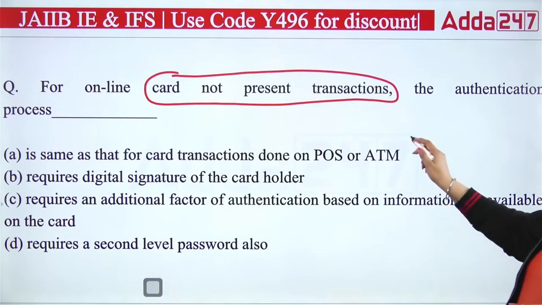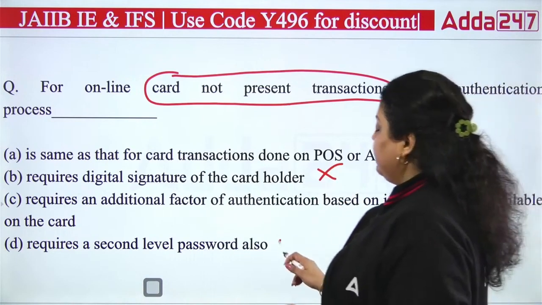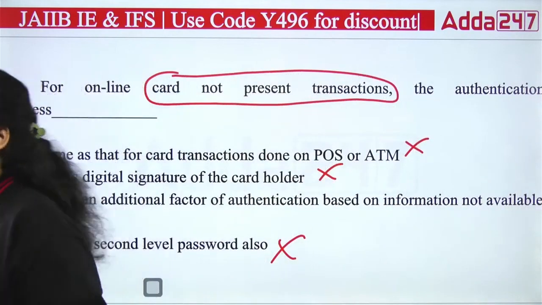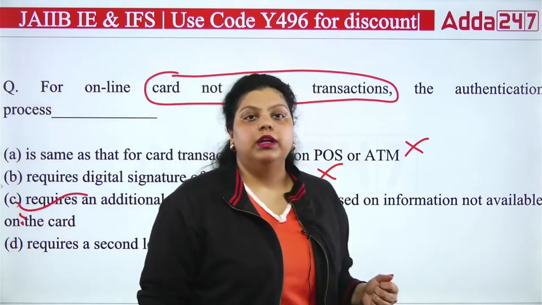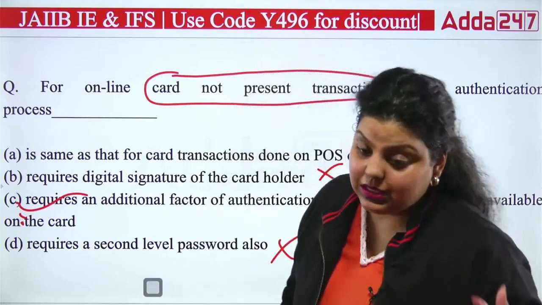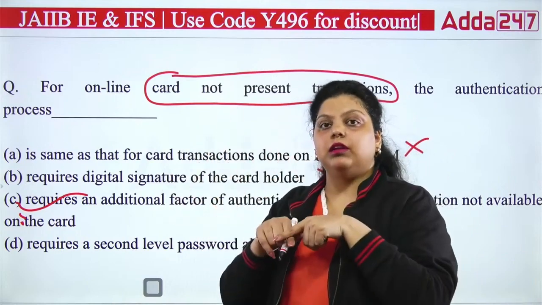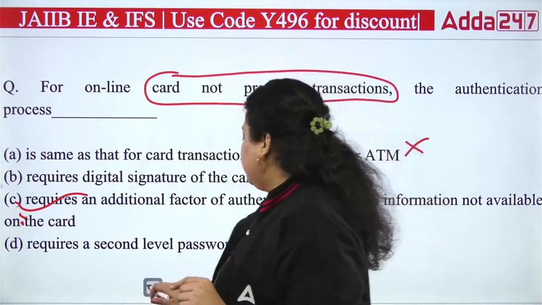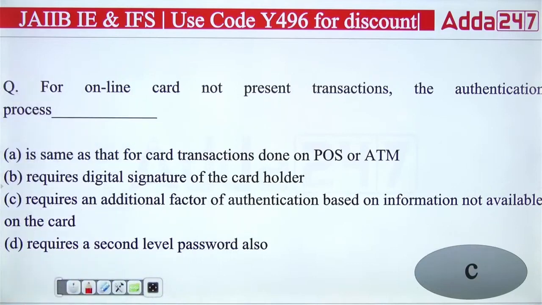So obviously it cannot be same as POS and ATM, not require digital signature, not second level password, but yes, it requires the additional factor of authentication based on the information not available on the card. So CVV is available on the card, expiry date is available on the card, account holder name is available on the card. So apart from this, the other information you are asking for is not available on that particular card. Okay, so the right answer will be C. That's the additional factor of authentication.